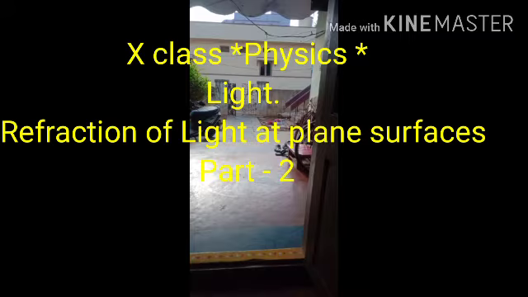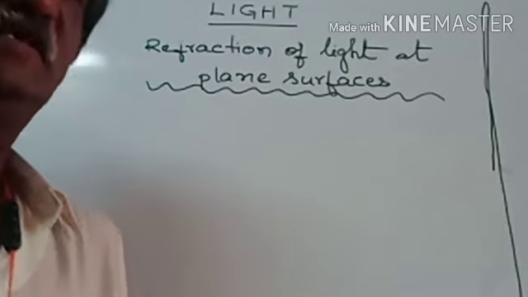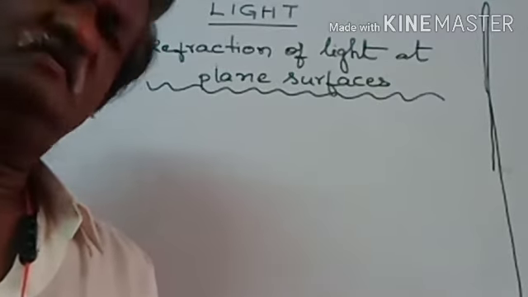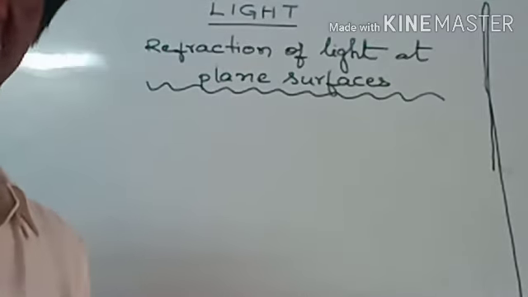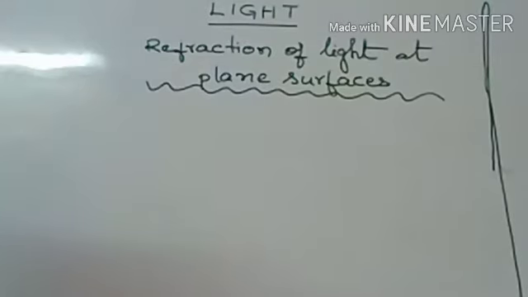Today I am going to start the lesson on refraction of light at plane surfaces. How do we say refraction is happening? We can say refraction happens by conducting one small activity. What is the activity?